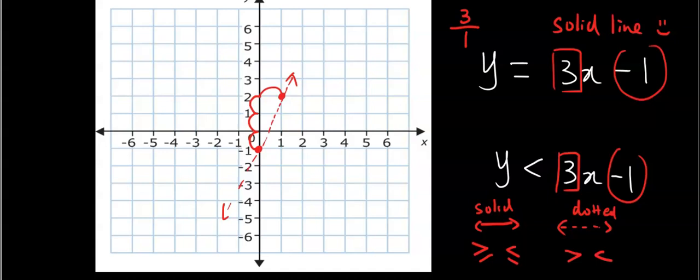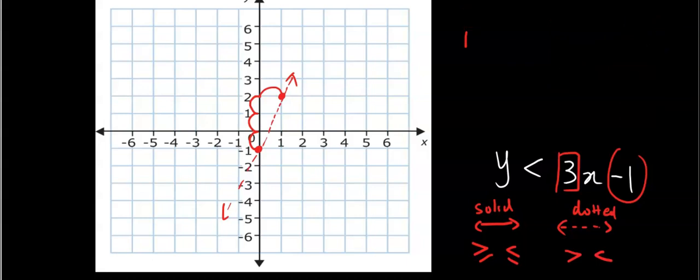We're going to do shading. Do we shade above this dotted line or do we shade below this dotted line? You can put your hands above this line and below this line to find it out. If it's less than, I'm going to shade below. If it's greater than, I'm going to shade above. Do we have another method?